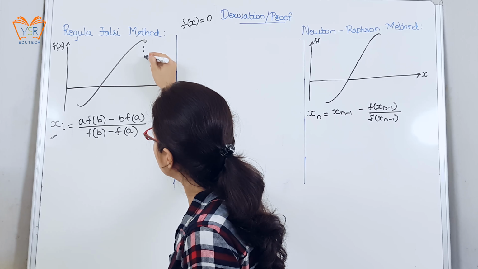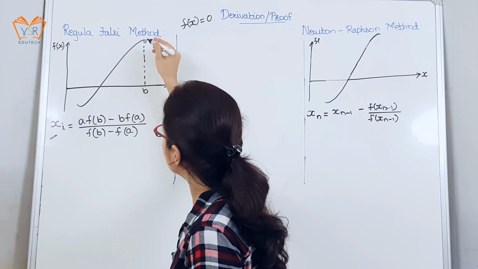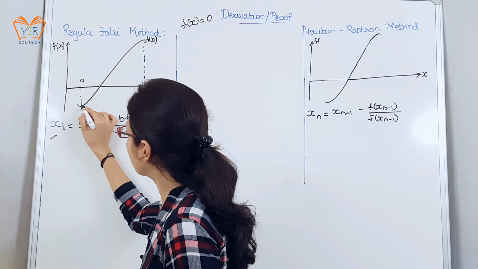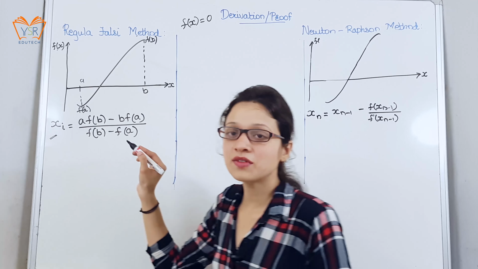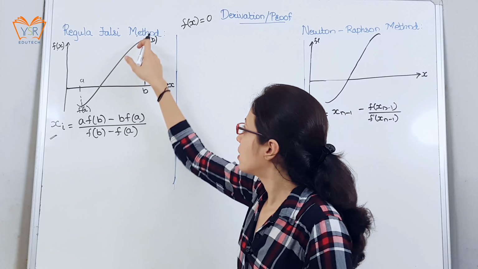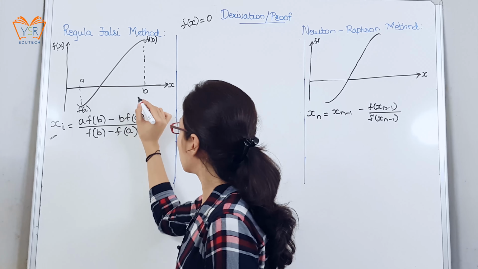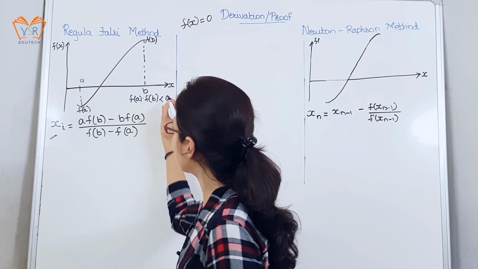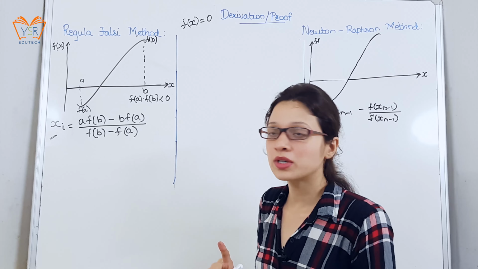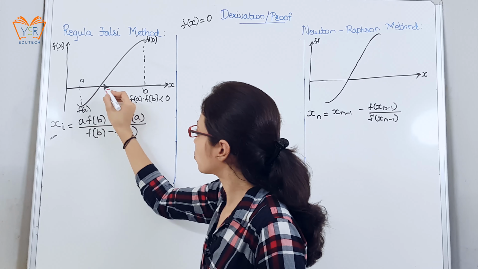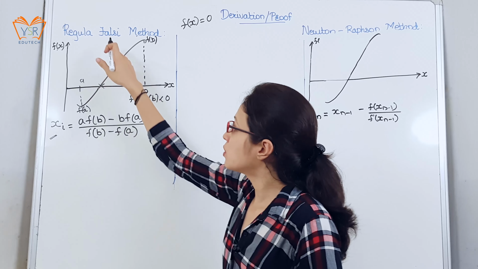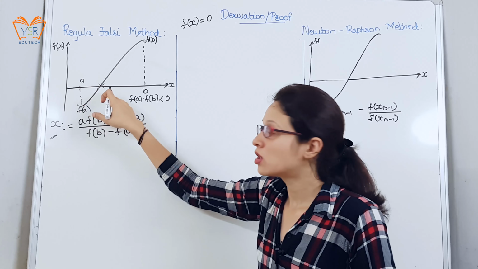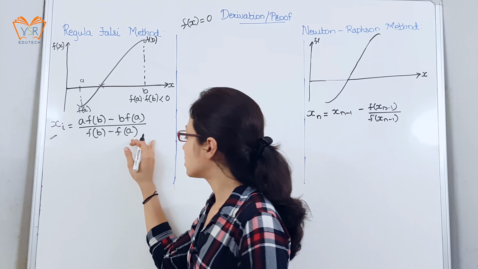Now let us consider point B. This is f(B). Let us consider this as A. So this will be f(A). Here we are considering f(A) as negative and f(B) as positive because the definition says that if f(A) into f(B) is less than 0, there lies at least one root between the interval A and B. So this is the one root. We'll use this method to find the value of x for which f(x) reaches closer to 0. This is the formula.